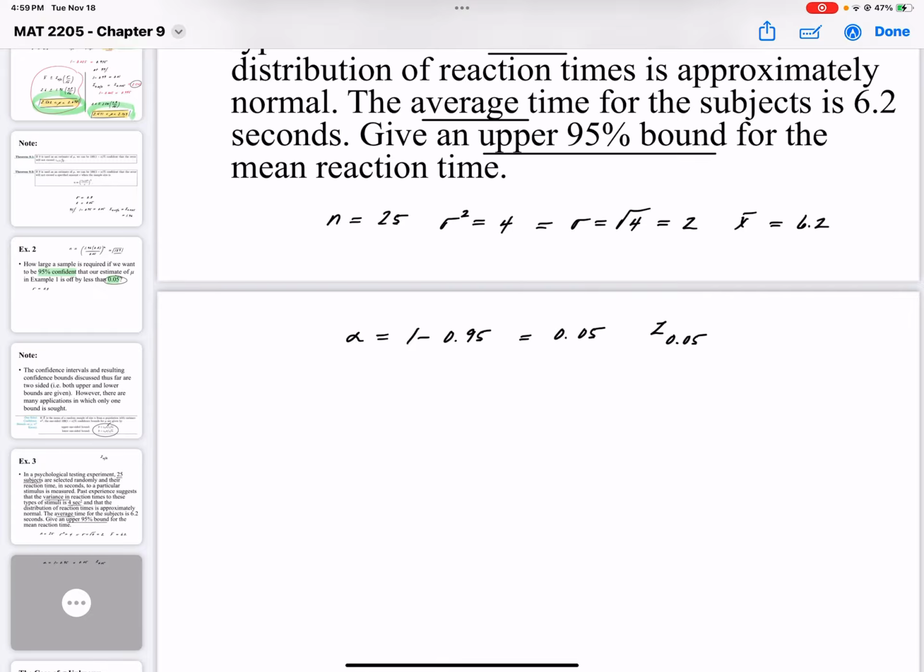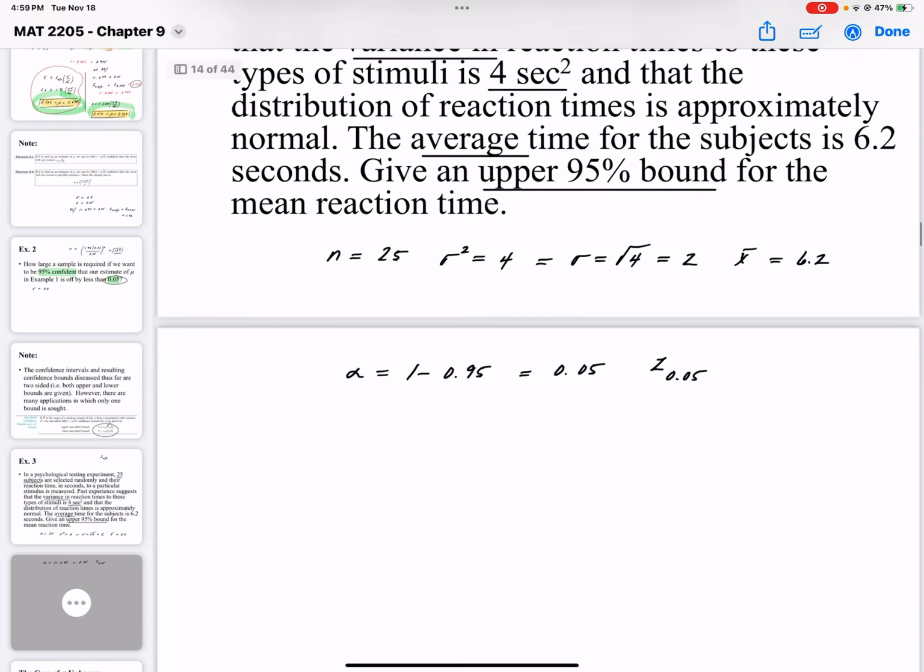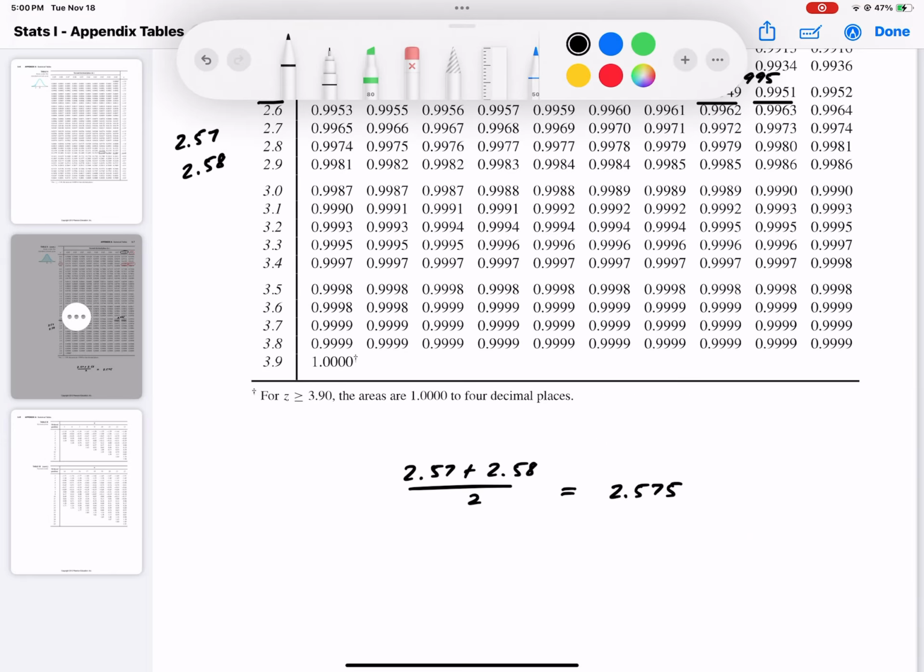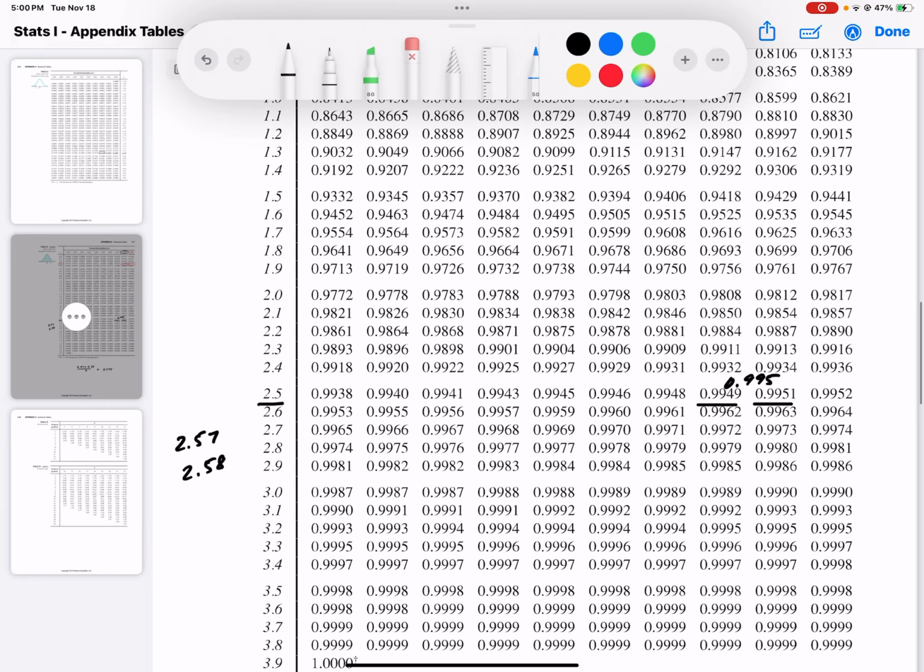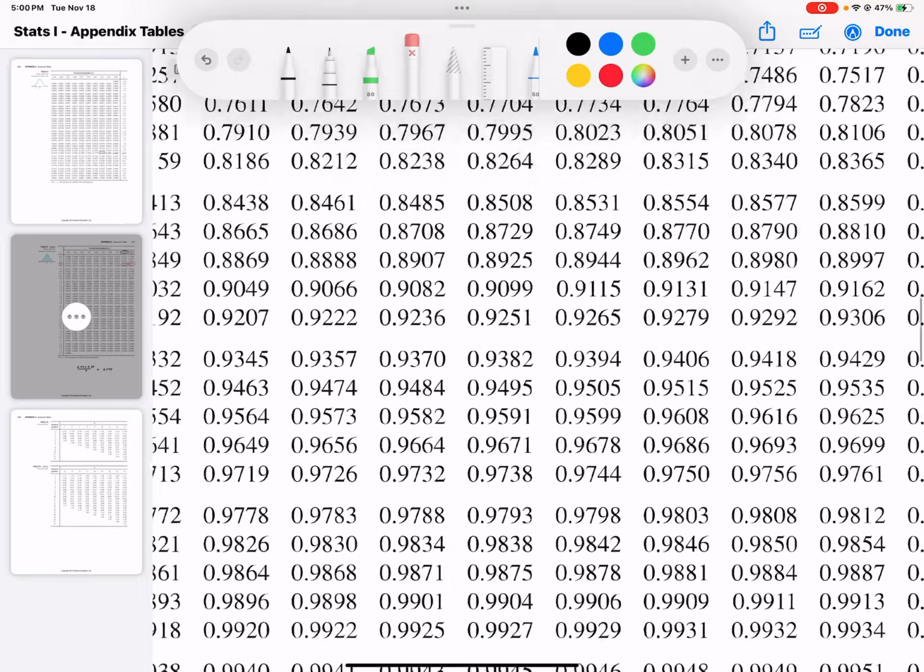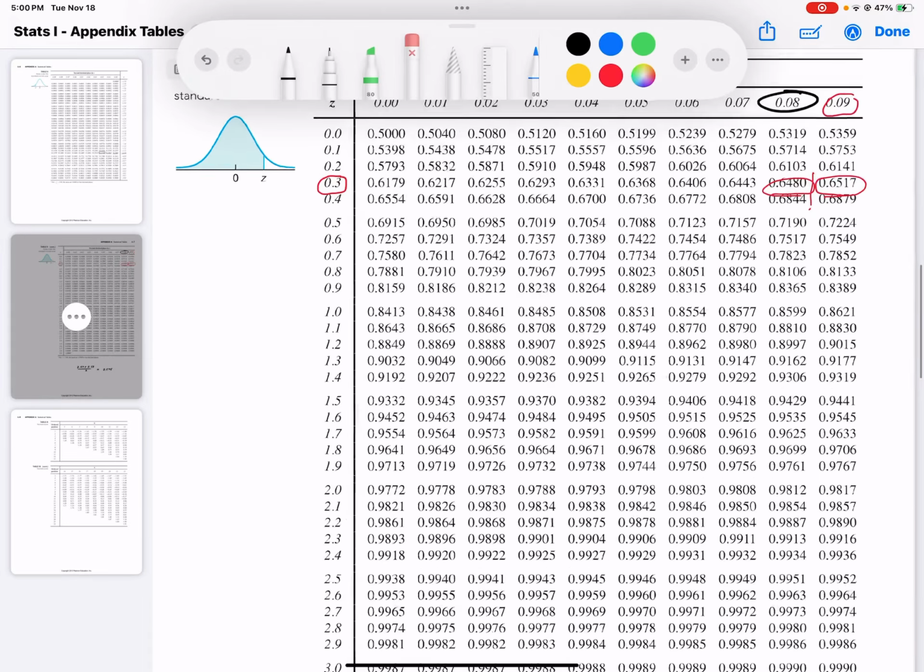In order to go to the chart, I need to get the left area. So that is 1 minus 0.05, which gives us 0.9500. And now to the chart. 0.9500, which is the closest. Do you see? It happened again.